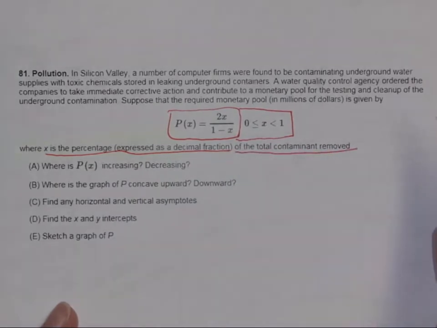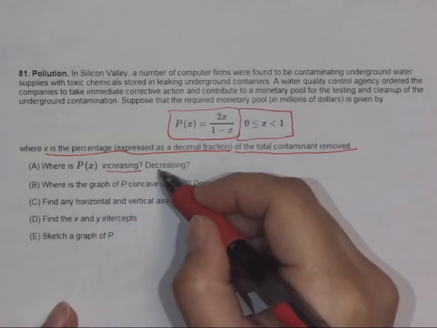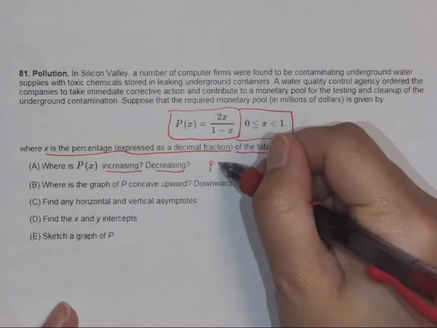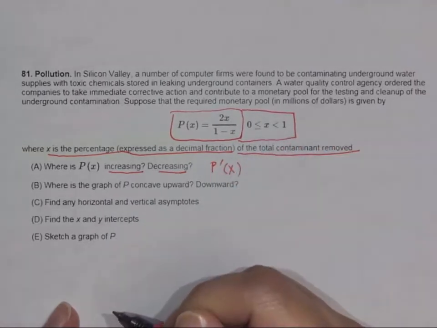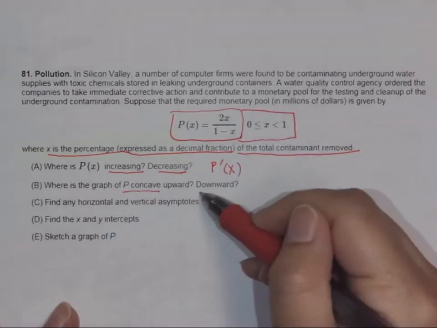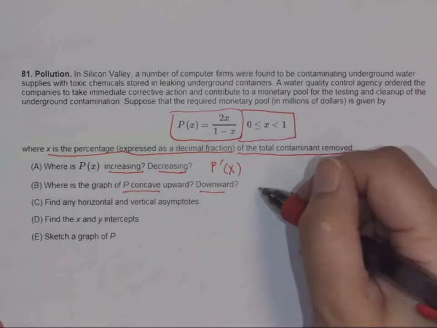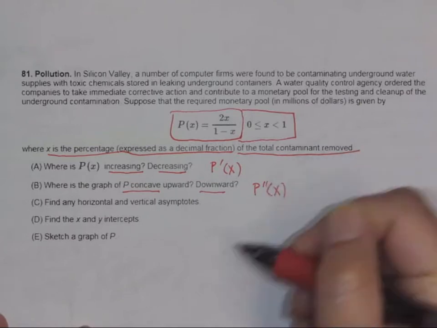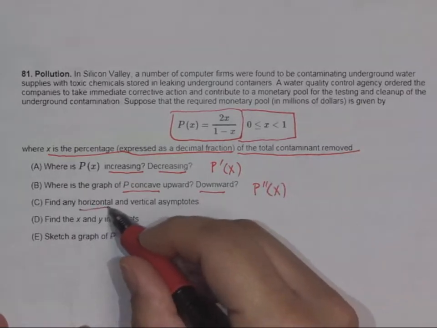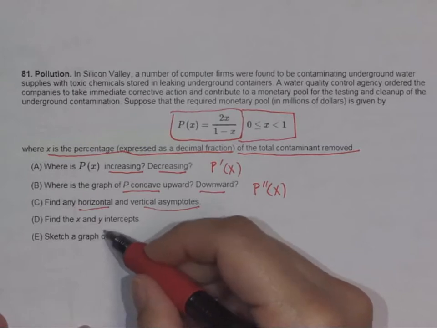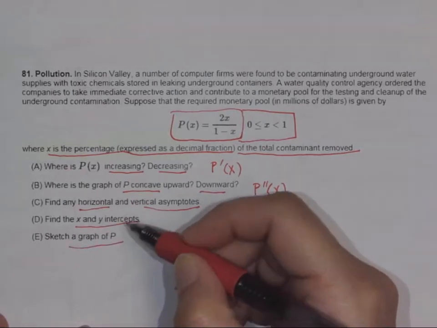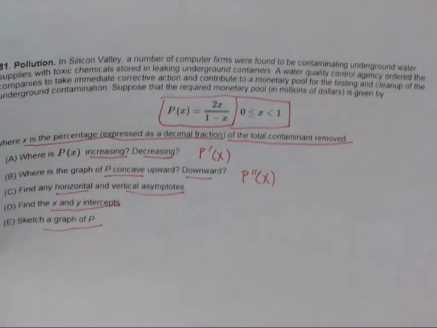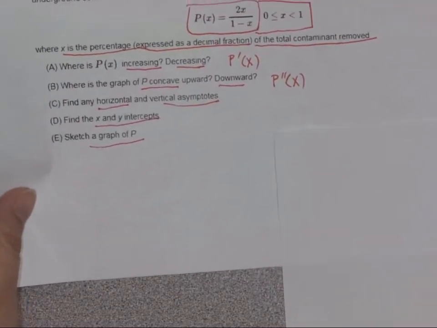And for p of x, they want to find where it is increasing and decreasing. For that part, we probably need to do what? The first derivative. Then we need to find where the graph is concave up and down. For that, we're going to need the second derivative. And the horizontal and vertical asymptotes, we know how to find those. And the x and y intercepts, then sketch the graph. Okay, so let's see. Interesting, they didn't ask for the exact values and stuff.